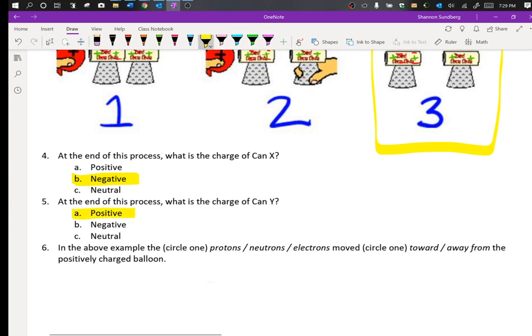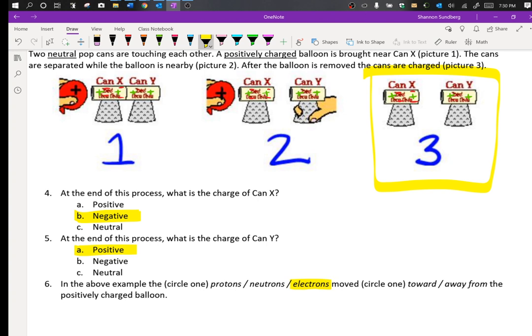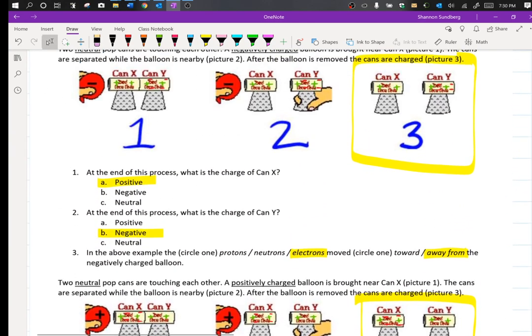And then it says in the above example, the protons, neutrons, or electrons moved towards or away from the positively charged balloon. Well, negatives and positives like each other. And the only thing that moves, the only subatomic particles that move, are electrons. So in the above example, the electrons moved toward the positively charged balloon. You will definitely see these types of questions on your exam.